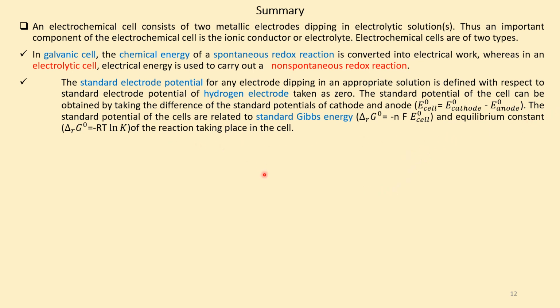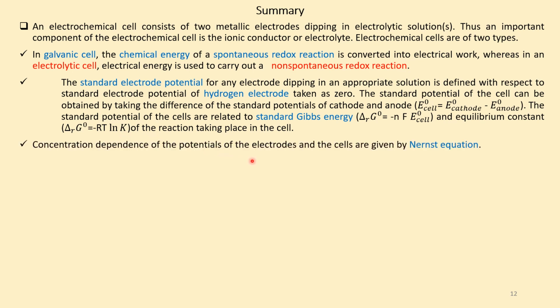The standard potentials of cells are related to standard Gibbs energy given by the relation ΔrG0 equals minus nF E0 cell, and to the equilibrium constant by ΔrG0 equals minus RT ln K of the reaction taking place in the cell. Concentration dependence of potentials of electrodes and cells is given by the Nernst equation.